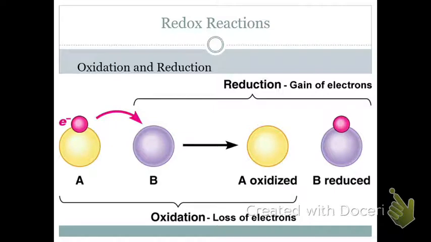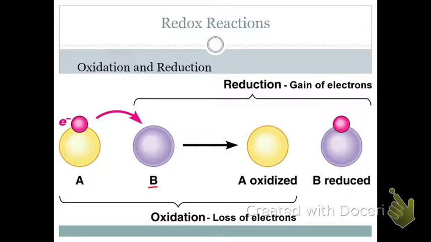A redox reaction is where electrons are donated or lost to another reactant. So here, if you look at reactant A, it is losing this electron. It's giving it to B. And so we say that A is being oxidized. Why? Because it's losing an electron. B is being reduced. Why? Because reactant B is gaining an electron.